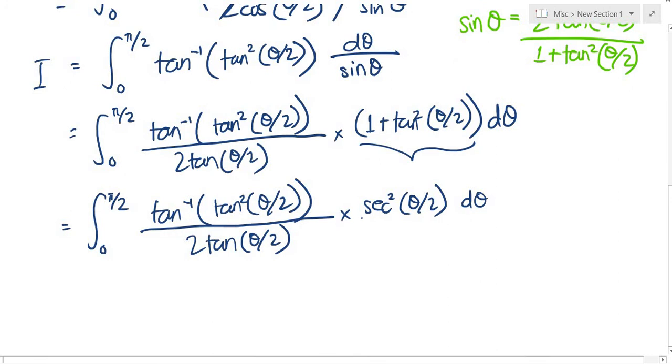So now, noticing the secant squared theta by 2, that looks like the derivative of the tangent function, right? Secant squared of a variable is the derivative of the tan of that variable.